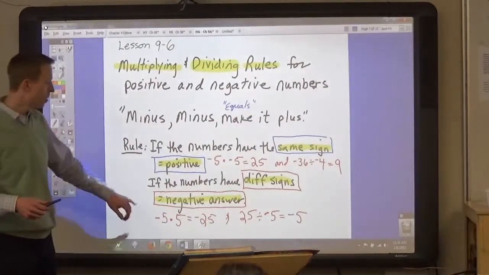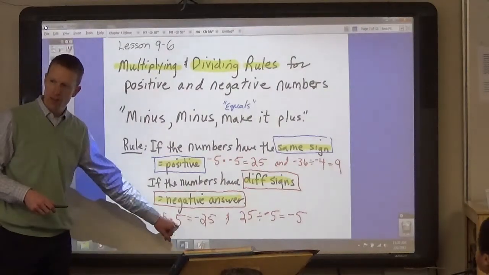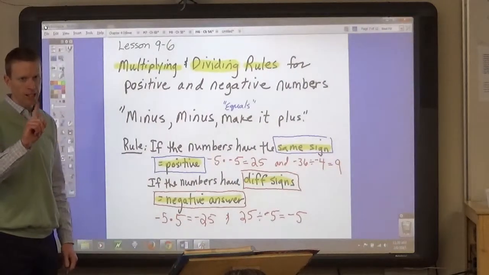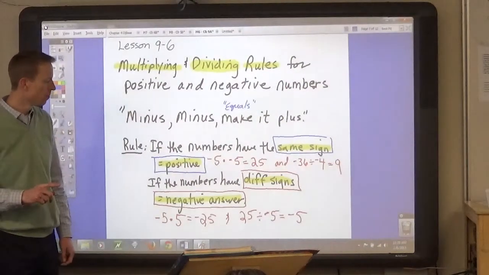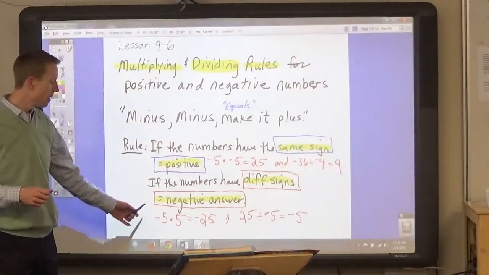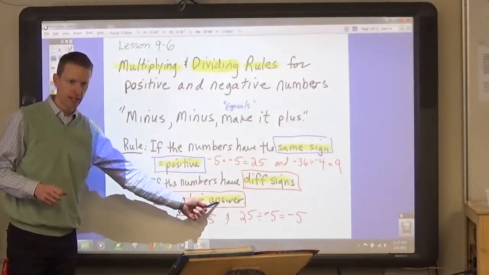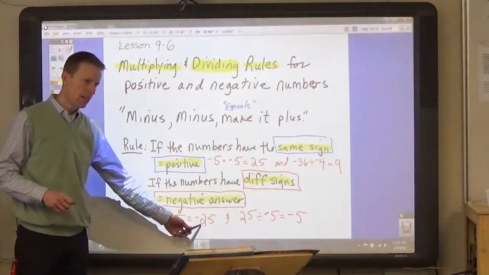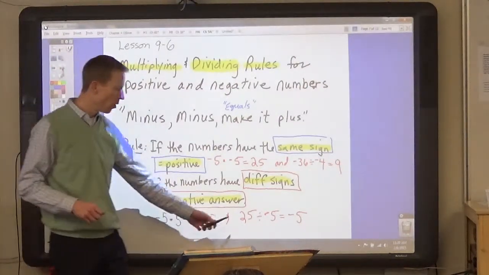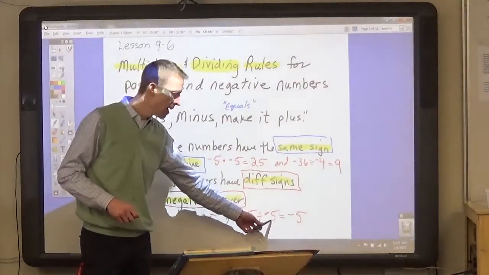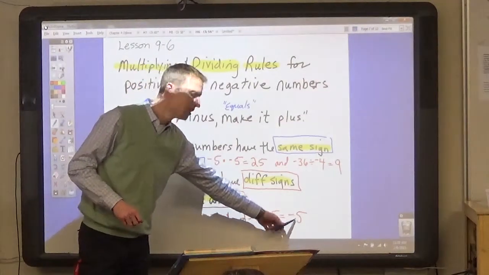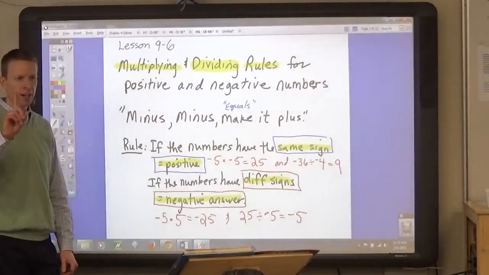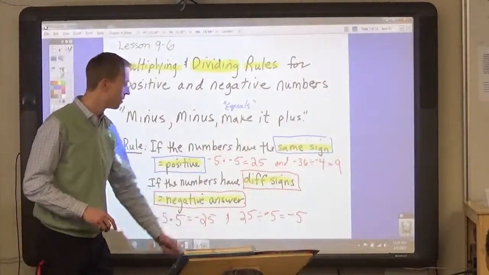If one of the numbers is negative and the other is positive, that means there's only one negative sign in the multiplication problem or the division problem, then the answer is always negative. For example, negative 5 times 5 is negative 25, or 25 divided by negative 5 is negative 5. Okay? There's only one negative sign in both of these problems.